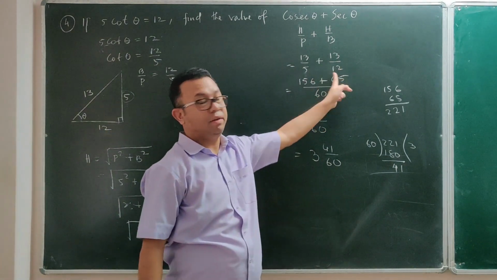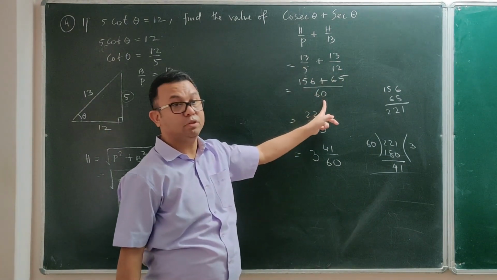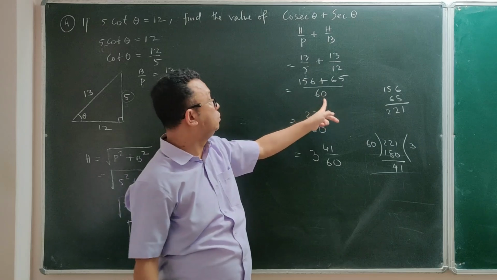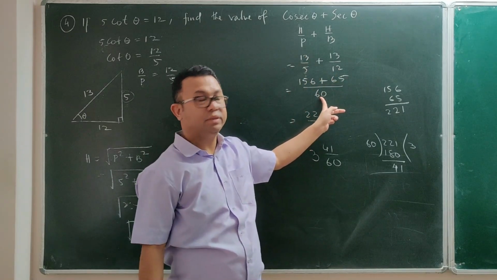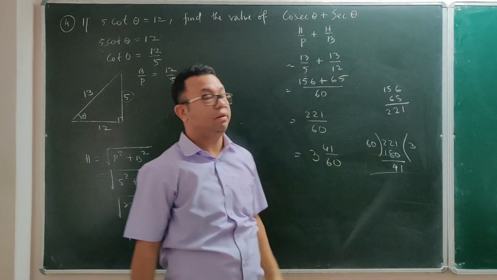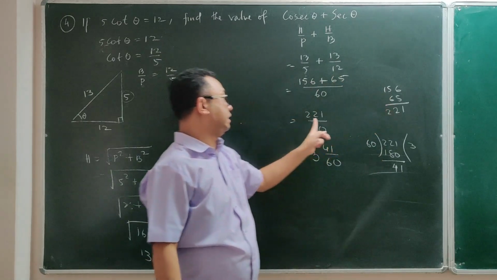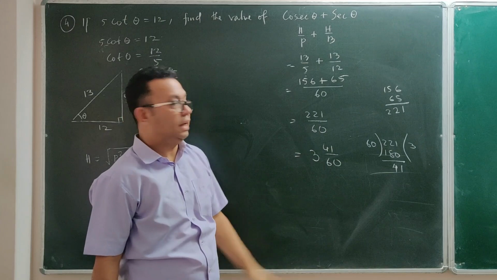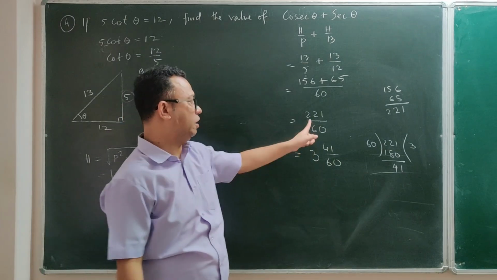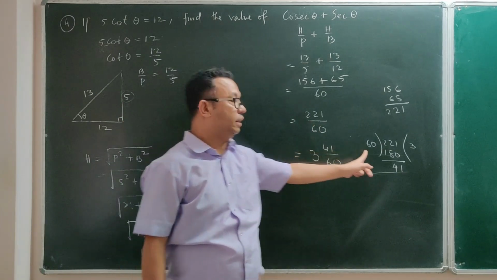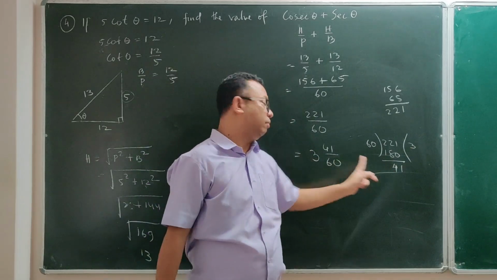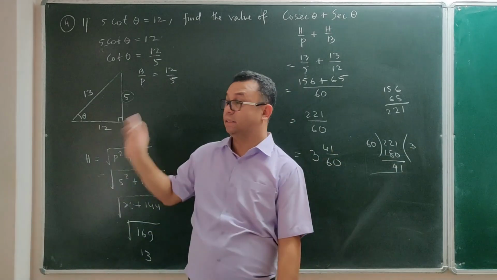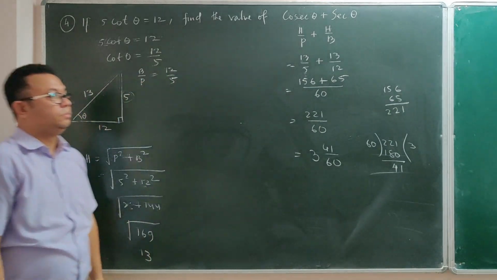Taking the LCM of 5 and 12 is 60. 5 is going here 12 times, 5 into 12 is 60, 12 into 13 is 156. 12 will go here 5 times, 12 into 5 is 60, so 5 into 13 is 65. As you add these two, it is giving you 221 by 60. As the denominator is smaller, I am converting this into a mixed fraction. As you divide this, it goes 3 times, so it is 3, remainder 41 by 60 is the answer for this one.